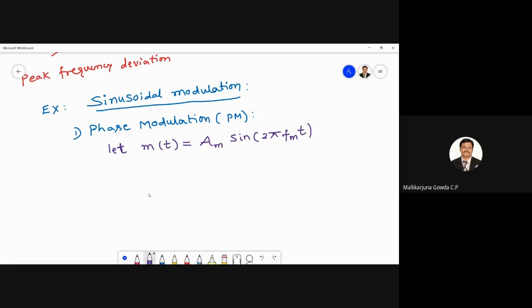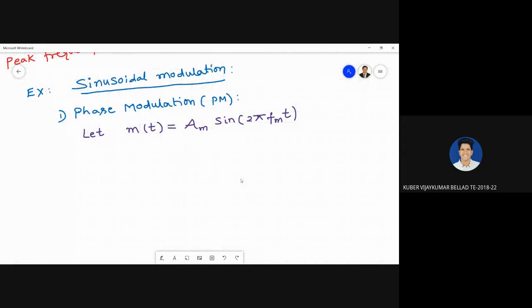Is this fine? I am asking you people, is this fine, considering m of t as Am sine of 2 pi fm t? Yes, sir. So now I started with phase modulation. Let me write the expression for the modulated phase.